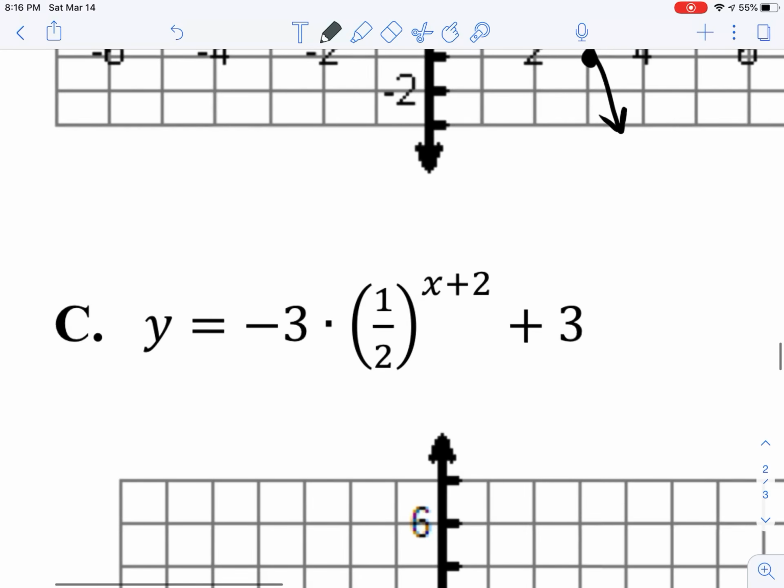You're going to see that same thing on this graph. It's going to look like decay because this value right here tells us decay, but because it's being reflected, you'll see that this will actually be, instead of decreasing left to right, increasing.